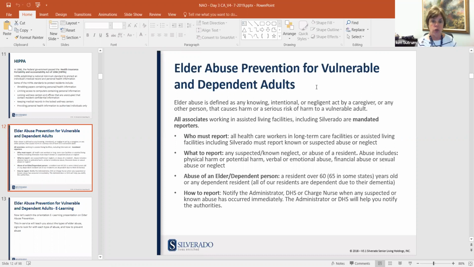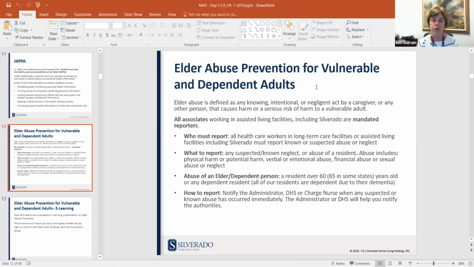So what is an elder or dependent person? What is the definition of that? It's any resident who's over the age of 60, or in some states over the age of 65, who is dependent on others for care. And of course, all of our residents are dependent on us for care because they have dementia. So they are considered an elder in some situations. If they're younger than 60 or 65, they still fall under this regulation because they are dependent on others for care. So all of our residents fall under this category of elder abuse prevention.